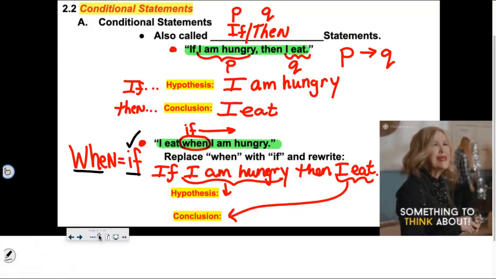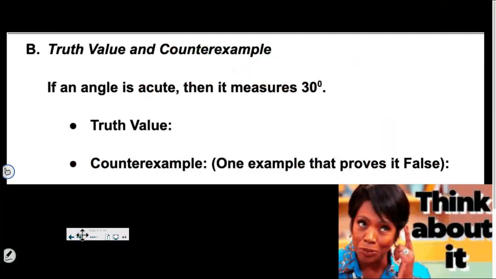All right, so let's go to the next page, which is called truth value and counterexample. So again, you might want to highlight this, but a truth value is just basically true or false is what we want to know.